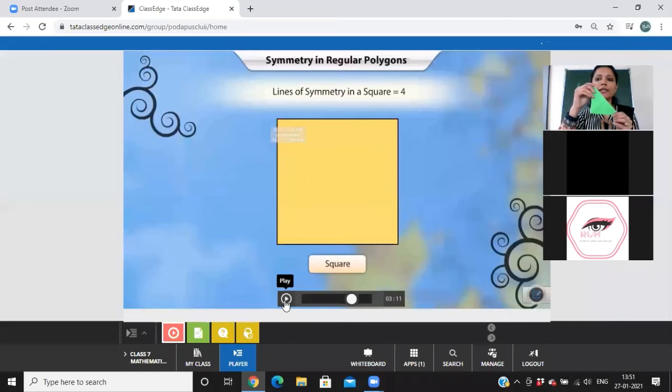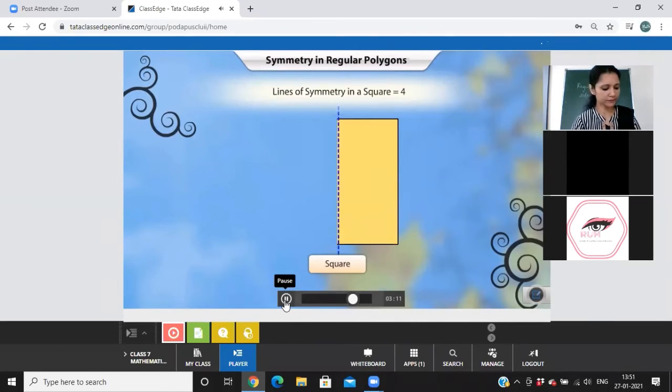What about when we fold it diagonally? Are the 2 halves overlapping? Yes, ma'am, they're overlapping. So how many lines of symmetry does it have? 4 lines of symmetry. Very good, Shabash. A square has 4 sides and 4 lines of symmetry.